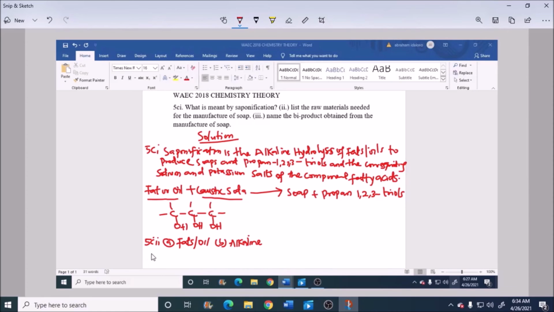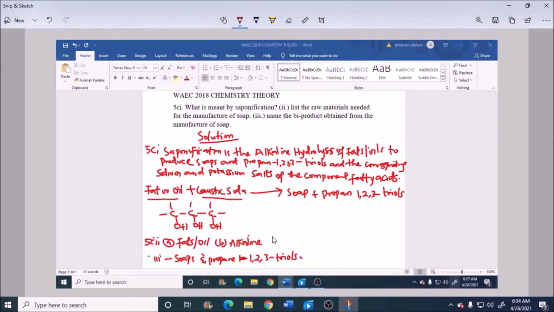Then we have Roman figure 3. The byproduct of the saponification is soaps. We have soaps and propan-1,2,3-triols. So this is the answer for the question asked in 5C Roman figure 1.